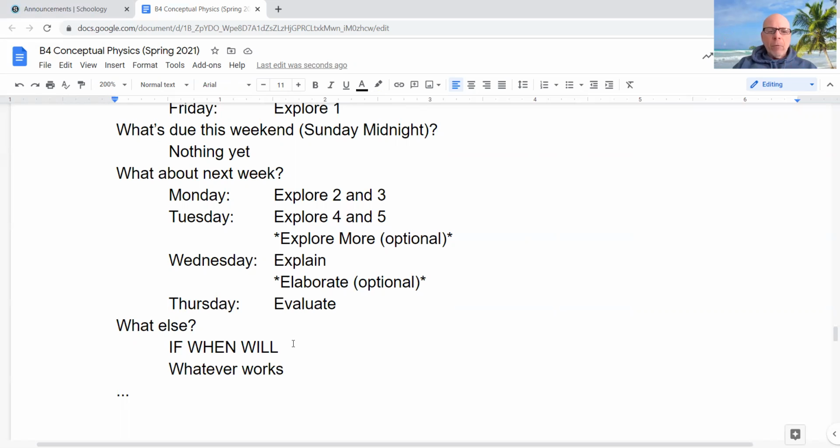If you can find a different way to do an assignment other than the way it's listed, or if you find a better way, or if you just say the way you're asking us to do it doesn't make sense, I think this way does make sense. All of those conversations are excellent conversations.